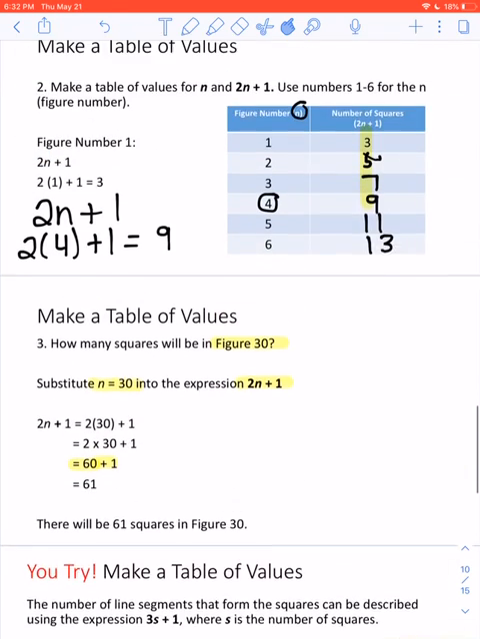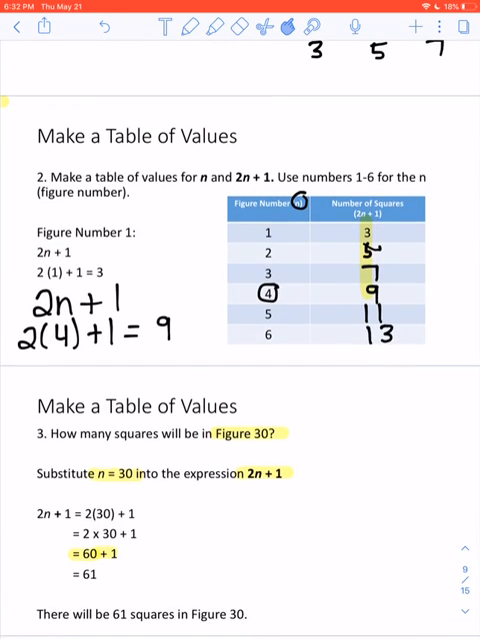Let me just see. Okay, let's try another one with this one. How many squares would be in figure, let's say 15? Figure 15. Pause the video and give it a try yourself.